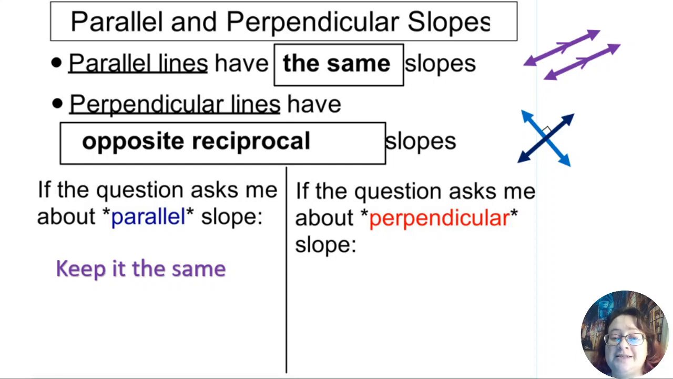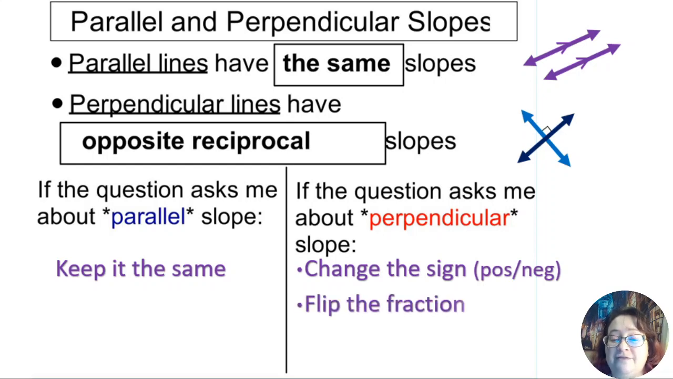If the question asks me about perpendicular slope, I need the opposite. When I say opposite, that means I change the sign. So if it's positive, I make it negative. If it's negative, I make it positive. That's our opposite portion of this. For reciprocal, what that means is I flip the fraction. So reciprocal means flip the fraction. Let's look at a few examples here, and that'll really help us understand this a little bit better.